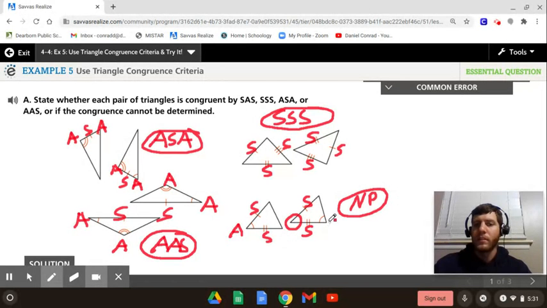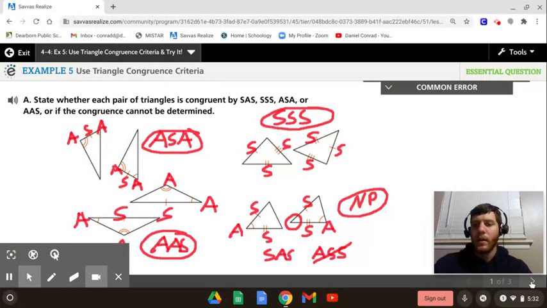Okay, and again, the reason is if you were to label these, this one comes out to side, angle, side. That angle is between those two sides, but this one comes out to angle, side, side, which we can't use. And since these angles don't match up, these aren't corresponding angles. They don't correspond with each other. So we have to say not possible.